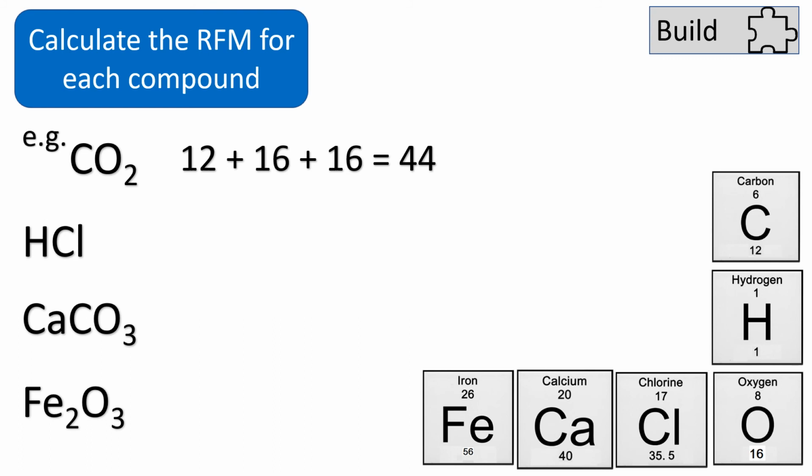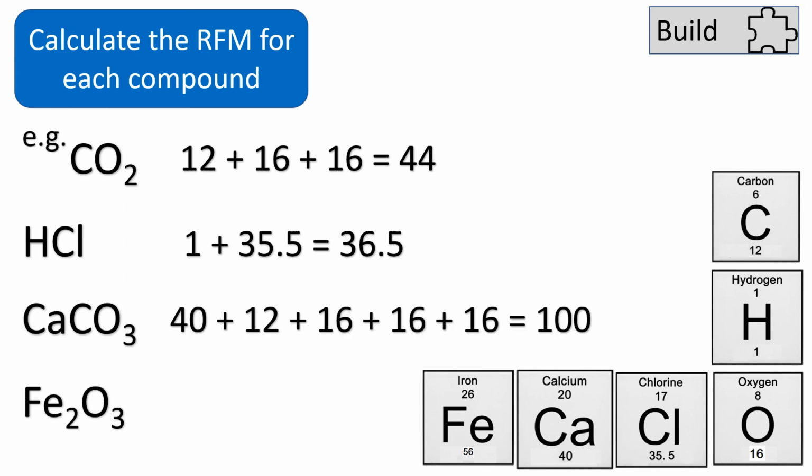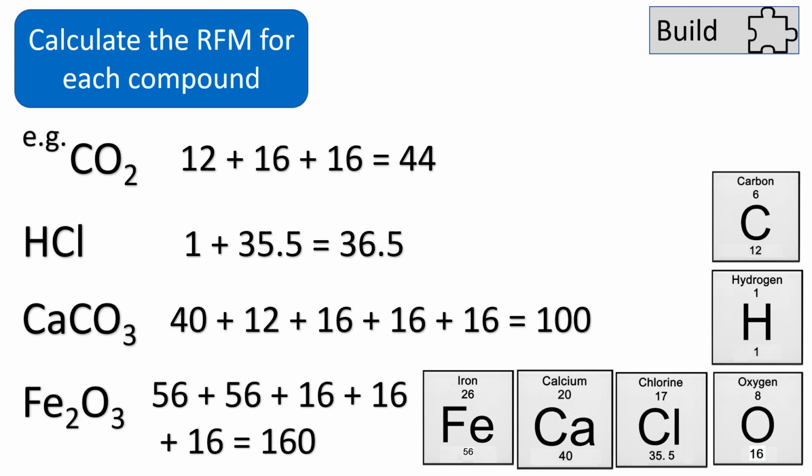Okay, so HCl, I've got 1 hydrogen with a mass of 1, 1 chlorine with a mass of 35.5, so a relative formula mass of 36.5. For calcium carbonate, I have 1 calcium, so that's 40, 1 carbon with a mass of 12, and 3 oxygen with a mass of 16, so that gives me a total relative formula mass of 100. For iron oxide, I've got 2 irons, each with a mass of 56, and I've got 3 oxygens, with a mass of 16. That gives me a total relative formula mass for iron oxide of 160.